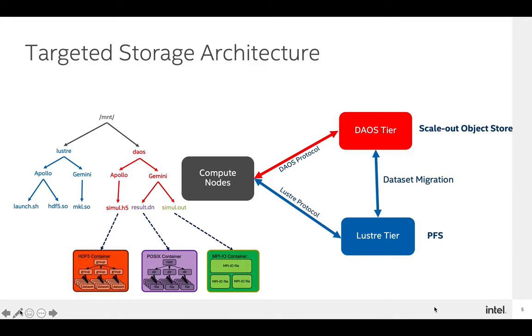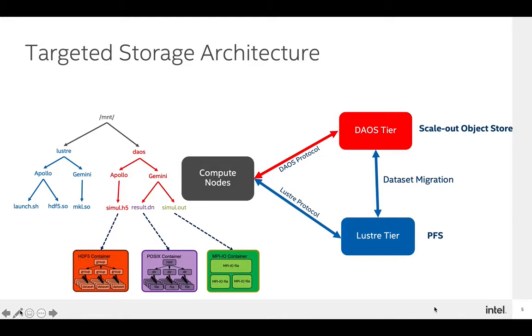We already have a parallel data mover based on MPI file utils that can do dataset migration, right? It can move files and directories and subtrees from Lustre to DAOS and ingest that into a new POSIX container, and also migrate data back from DAOS to Lustre. And naturally, it works not just with Lustre, but any POSIX file system.